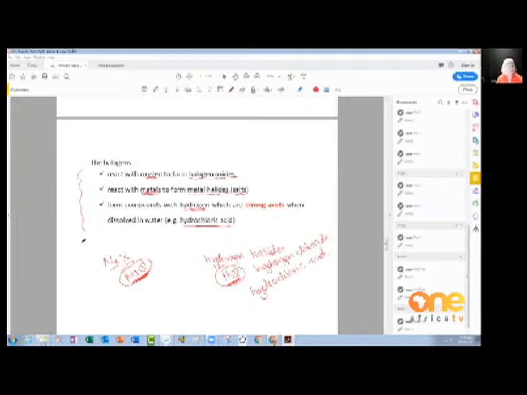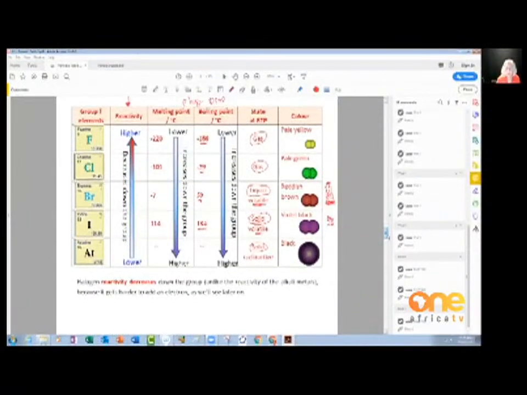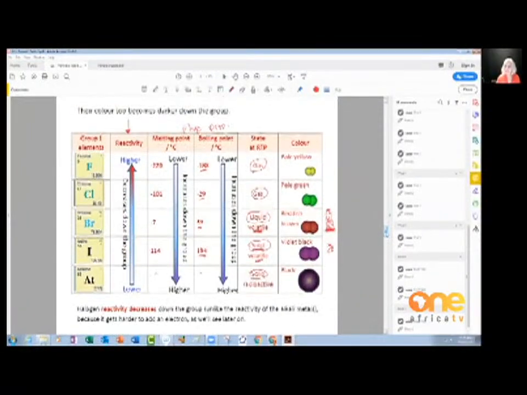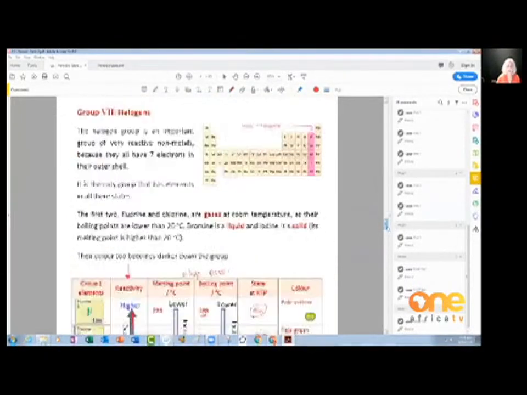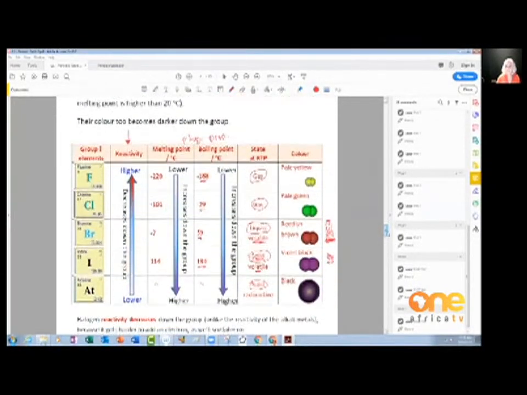Why do I have the feeling that I forgot to say something very important? I don't remember. Talk about the color, about the state, some gases, some liquids, and some solids. I think that's enough for today, guys.